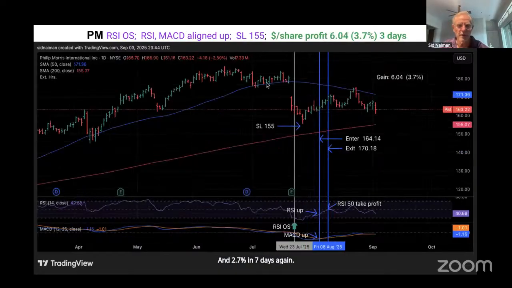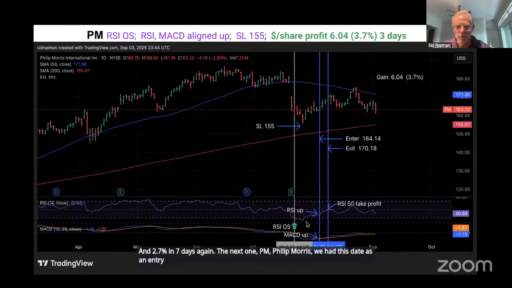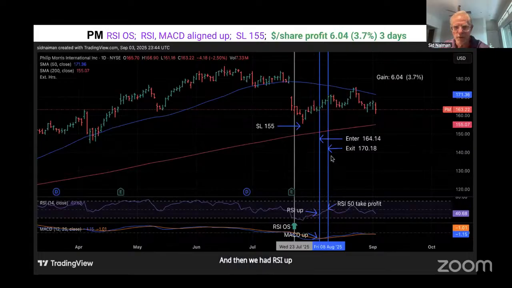The next one, PM, Philip Morris, we had this date as an entry, and we had an RSI oversold spotted right here. And then we had RSI up, MACD up, and we had a stop loss put right here. And then we entered the trade at 164.14, exit at 170.18, gain was 6.04 points or dollars per share, 3.7% in 3 days. All right.